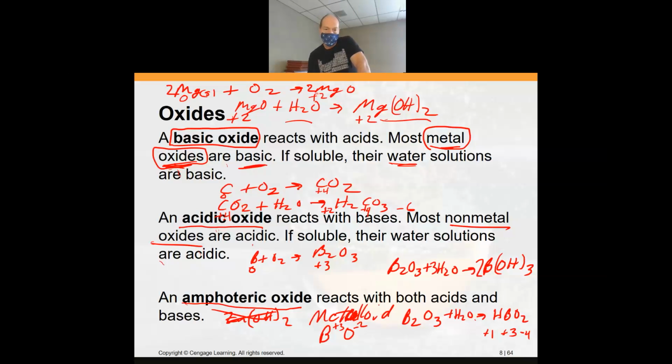All right, so if you have a metal oxide and you add water, you get the hydroxide, you get the base. When you have a non-metal oxide and you add the water, you're going to get an acid.